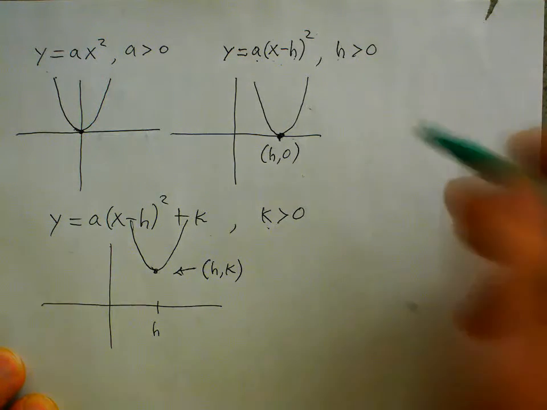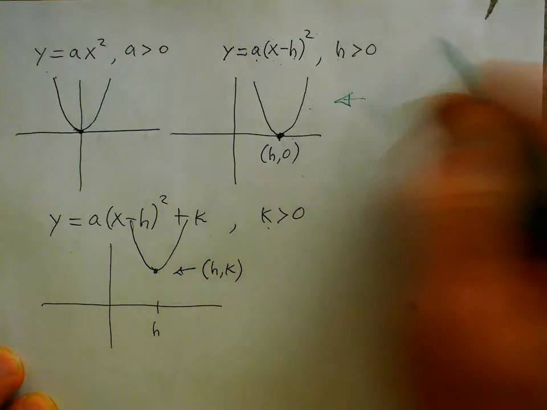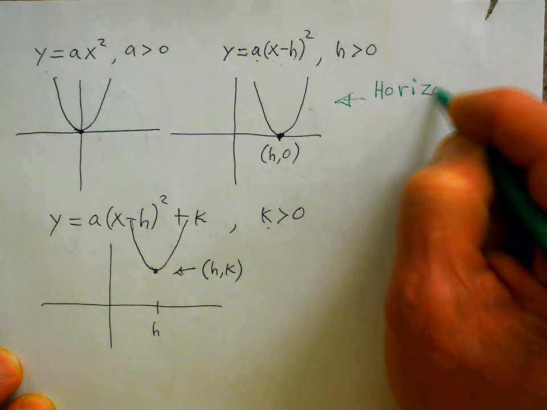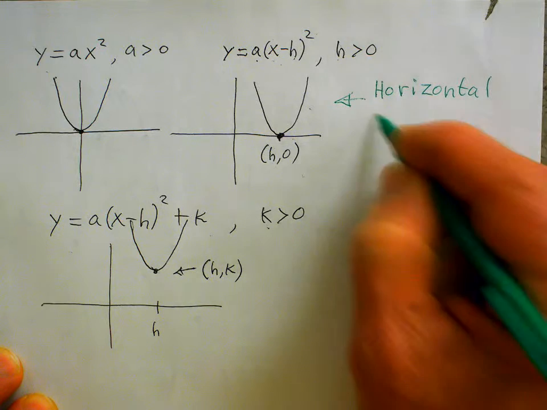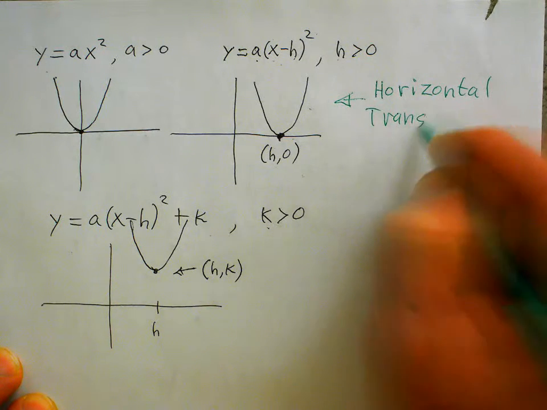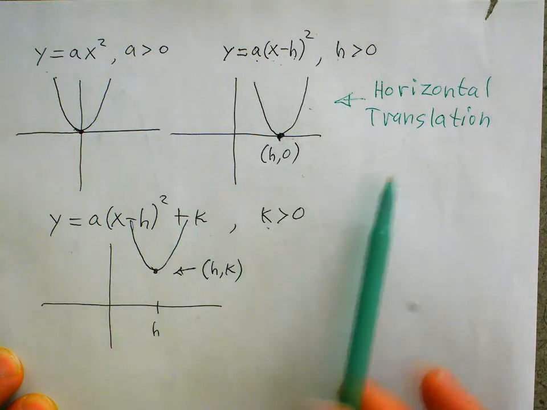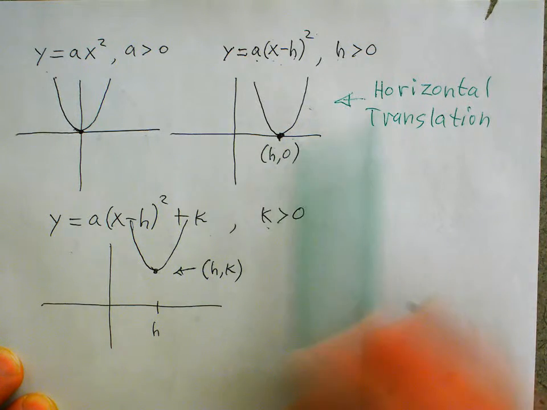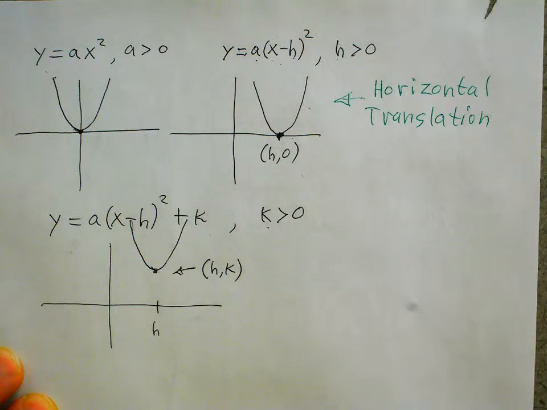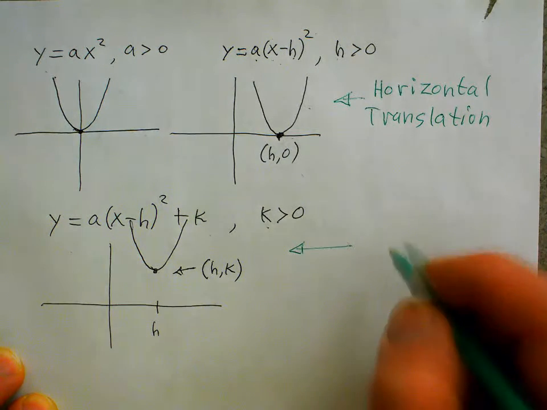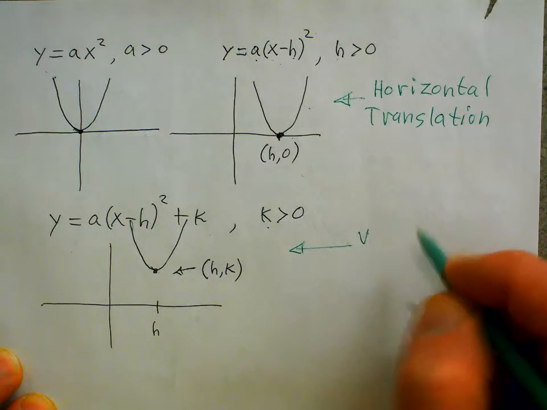Okay, so this is what is meant by graphing a quadratic function using transformations. This first one is a horizontal transformation, or another way to think of it is horizontal translation, or a horizontal movement. In this case, we move to the right because h is positive. And then the second one is a vertical translation.